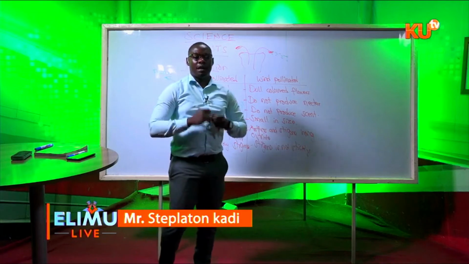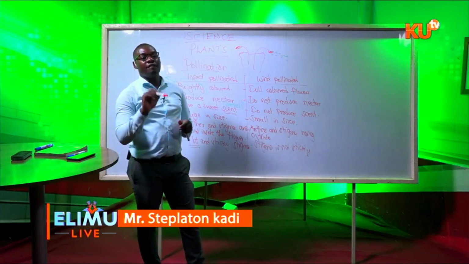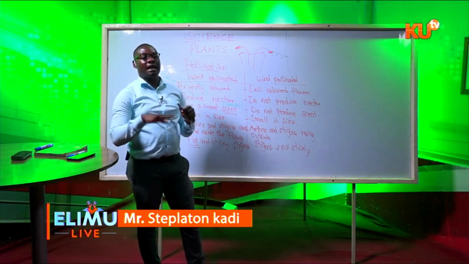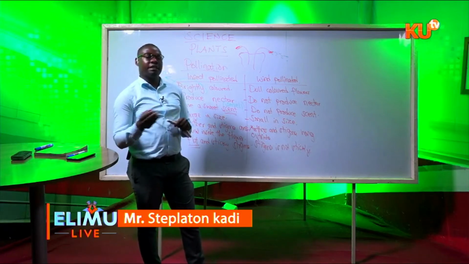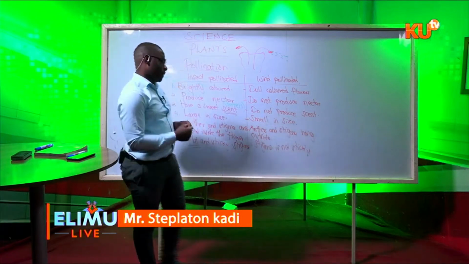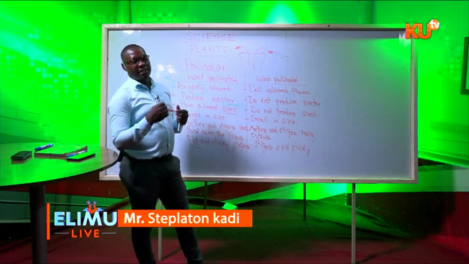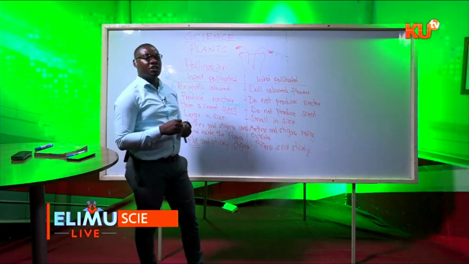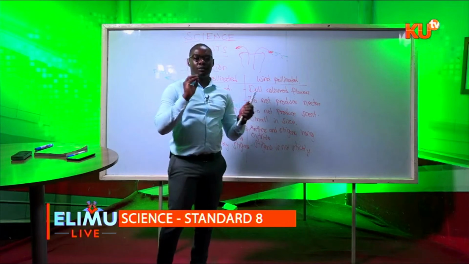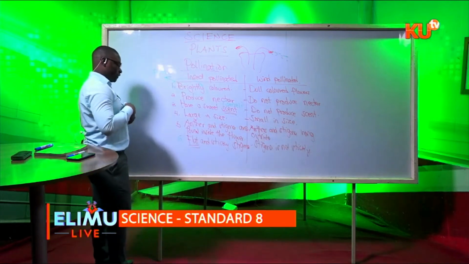The reason why the stigma is flat in an insect-pollinated flower is to give the insect a good landing surface, so as it's looking for the nectar, it can easily land on the flower. And it is sticky so that in case the insect is carrying some pollen grains on its body, the pollen grains will stick to the stigma. That does not apply to wind-pollinated flowers.